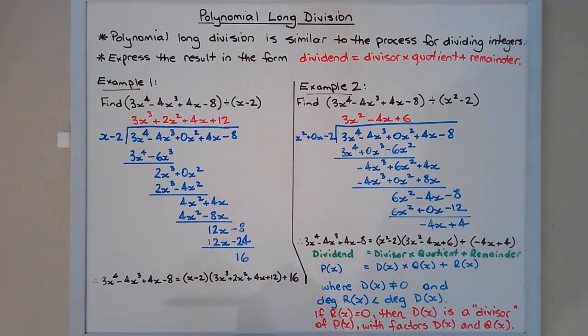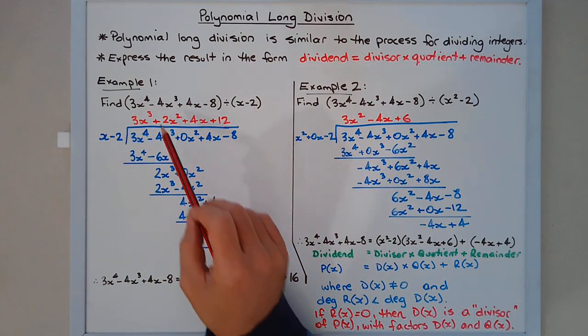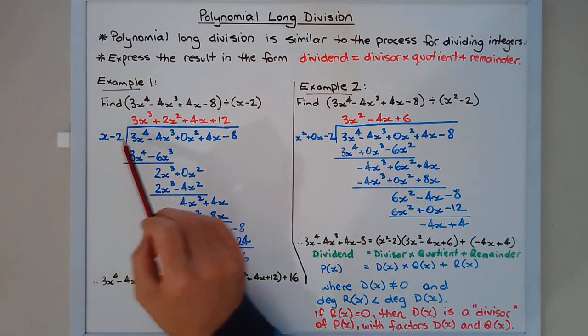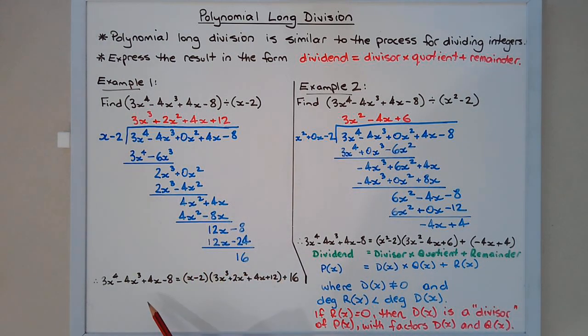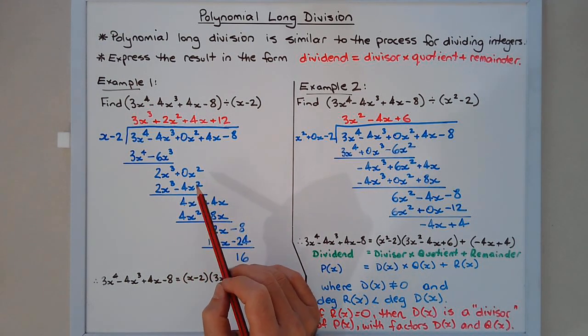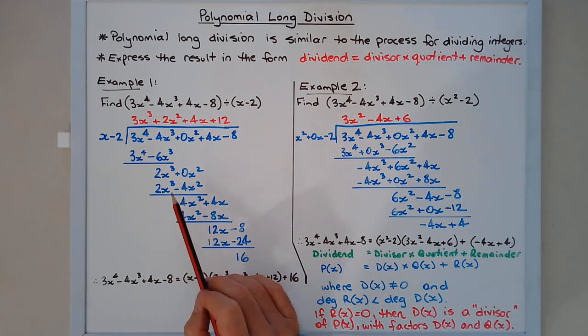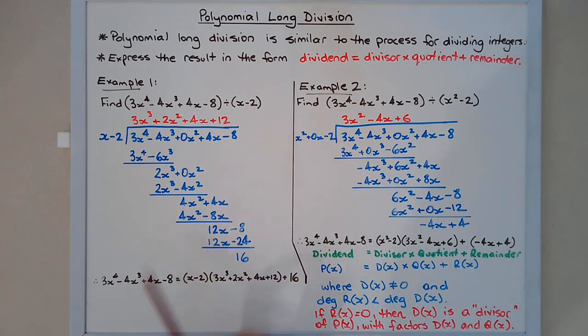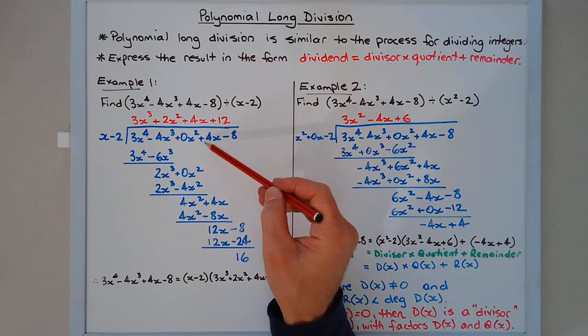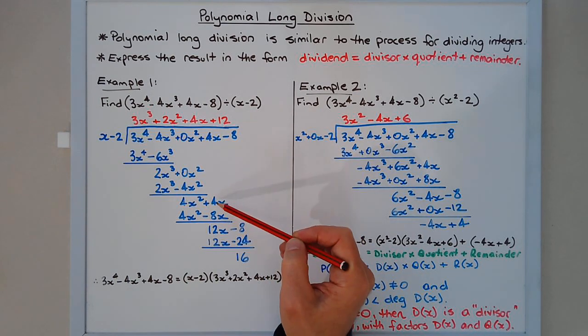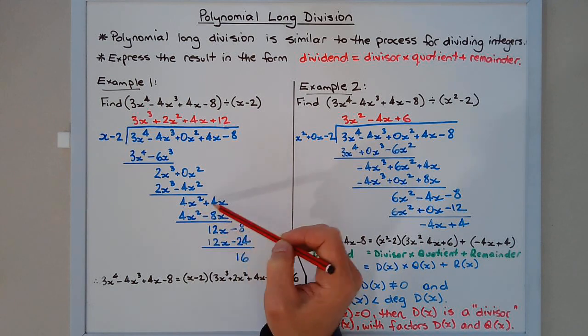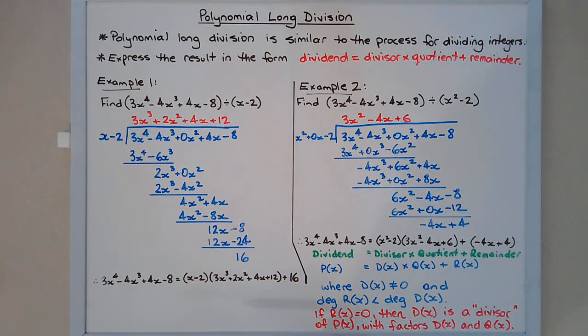And then we repeat the process again. So x into 2x cubed goes 2x squared times. 2x squared multiplied by x minus 2 is 2x cubed minus 4x squared. Then we subtract one from the other, so 2x cubed minus 2x cubed is 0. 0x squared minus 4x squared is positive 4x squared. And then we drop the next term, so this 4x gets dropped down so that it's added on to the 4x squared term there. And then repeat the process again. Repeating the process multiple times, we end up with a remainder of 16.